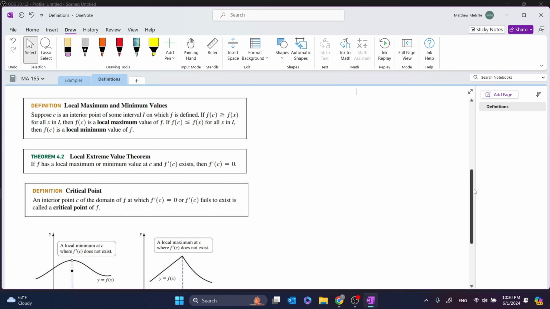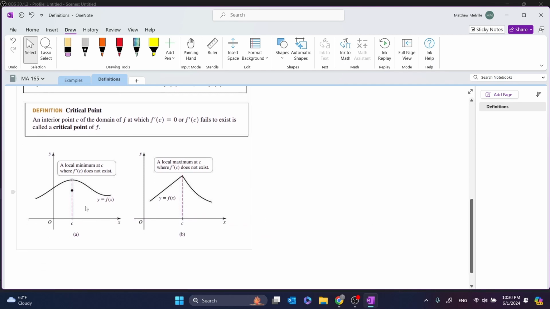You're thinking, what? Why would it be the derivative failing? Well, here's two examples where the derivative fails to exist that are critical points. Look, the derivative doesn't exist right there, and the derivative does not exist right there.